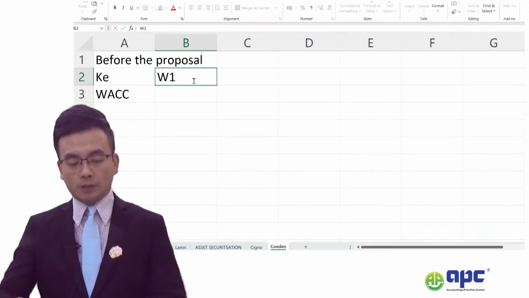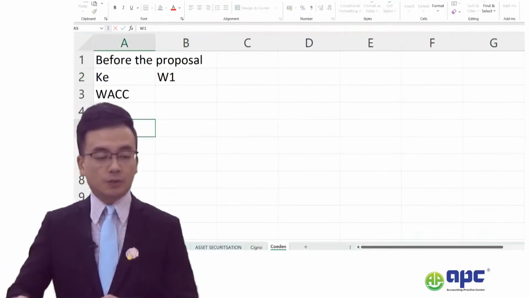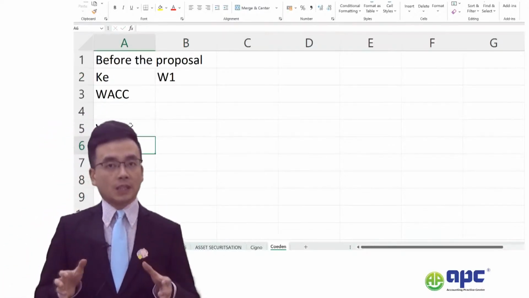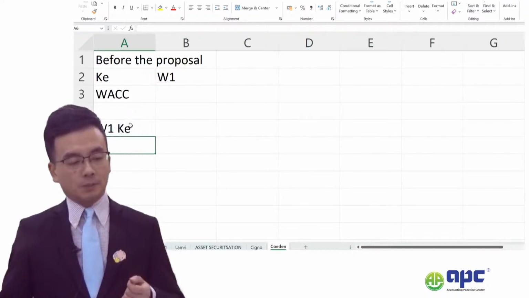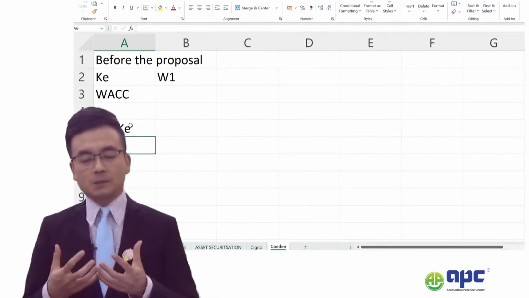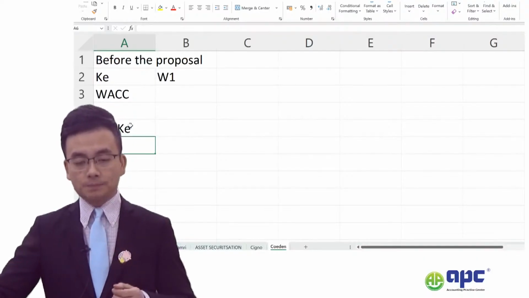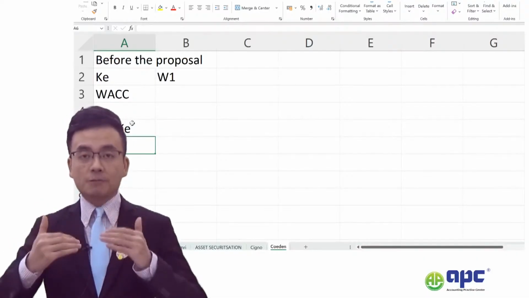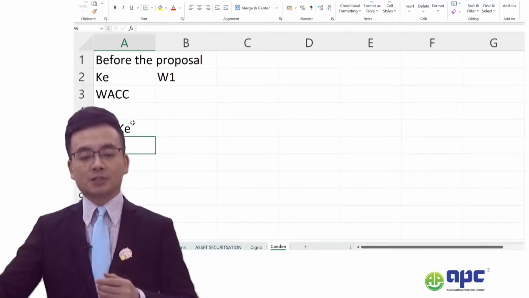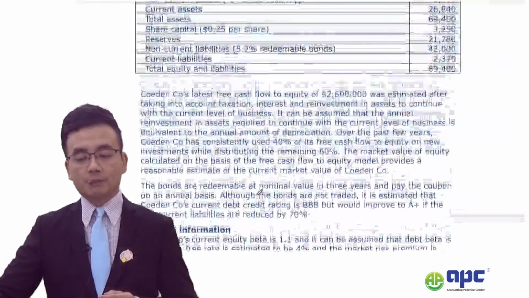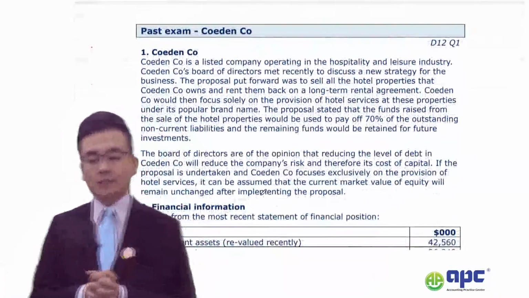Now, working 1, of course, I need to work out the cost of equity. I know that 9 out of 10 I will need to use the CAPM, capital asset pricing model, to calculate that cost of equity. Of course, the WACC later on. And underneath that, I need to show you the after proposal, but I will need to read through what is there from the requirement and from the case firstly.